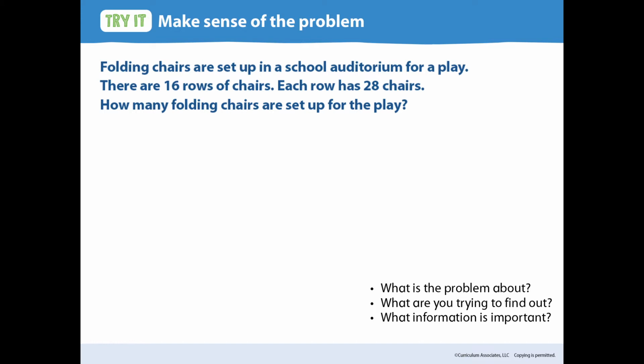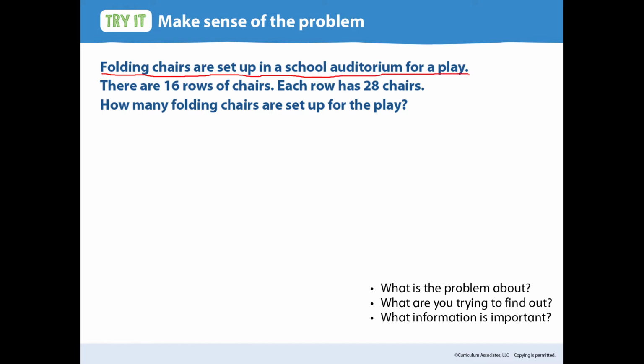So let's go through this one more time, a third time, and this time we're going to be looking at what the problem is about. So I'm going to get my pen out and underline what our problem is about. Let's read through it again. Folding chairs are set up in a school auditorium for a play. There are 16 rows of chairs. Each row has 28 chairs. How many folding chairs are set up for the play? So this problem is about folding chairs set up in the school auditorium for a play.